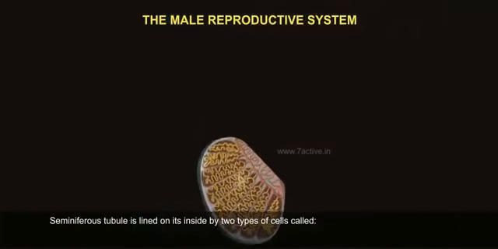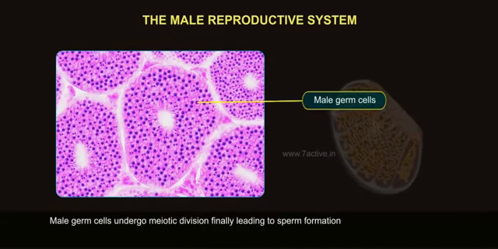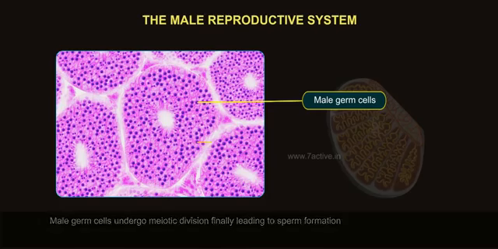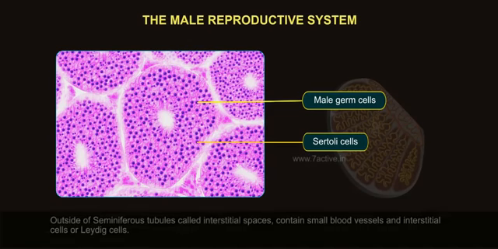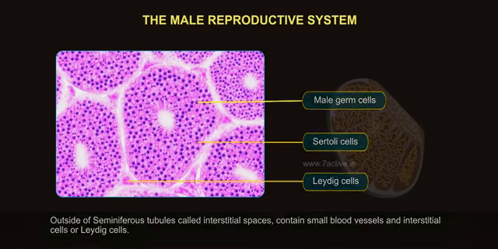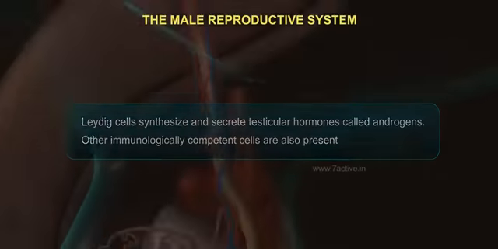The seminiferous tubule is lined on its inside by two types of cells. Male germ cells undergo meiotic division, finally leading to sperm formation. Sertoli cells provide nutrition to the germ cells. The regions outside the seminiferous tubules, called interstitial spaces, contain small blood vessels and interstitial cells or Leydig cells. Leydig cells synthesize and secrete testicular hormones called androgens. Other immunologically competent cells are also present.